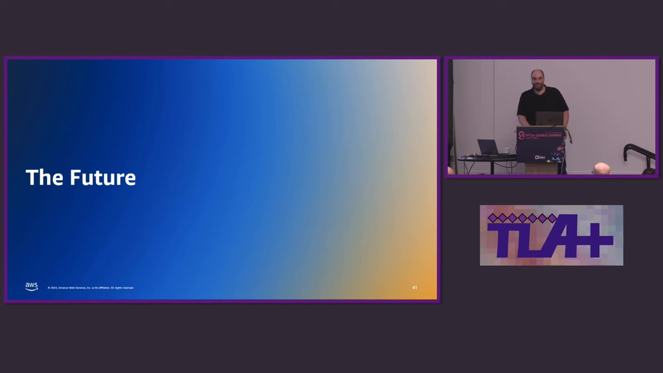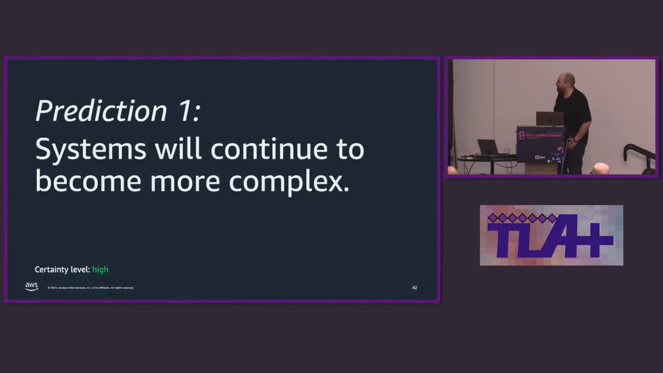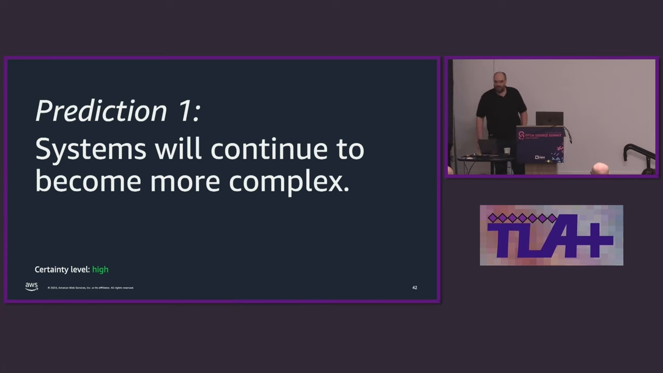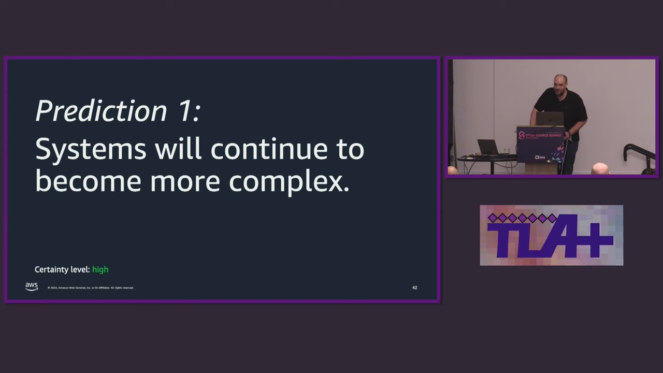So on to the future, a more exciting note. Prediction one, this is a very safe one. Systems will continue to become more complex. Why will systems continue to become more complex? Because the world is continuing to become more complex.